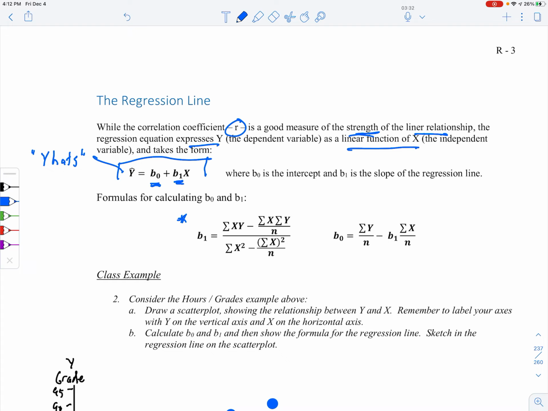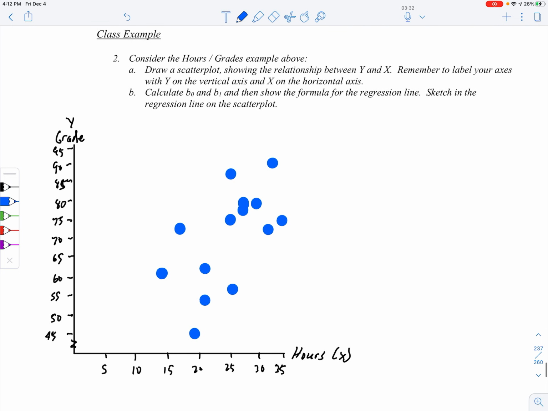Okay, so let's take a look down here at the hours grades example. The first thing that we're going to do is draw a scatter plot. Now that takes a little bit of time, so I've already done that for you. I've got the X variable, which is hours, on the X-axis, and that's our independent variable. So we're looking at X, the number of hours, being a determinant of Y, the grade. Just as a bit of an aside, we'll go into this more in 307, but it doesn't necessarily prove causation.